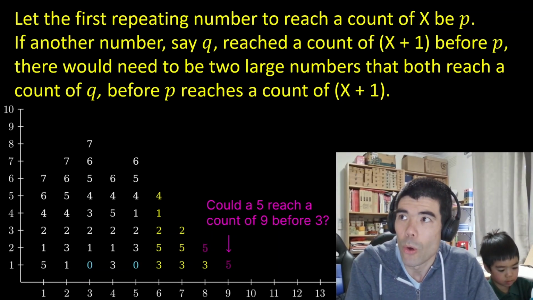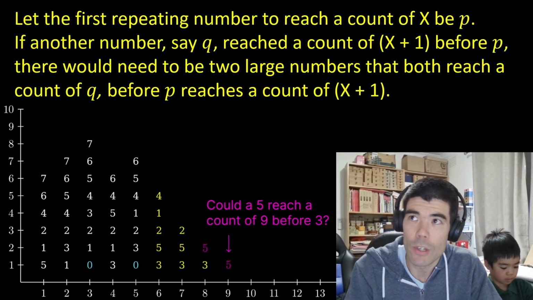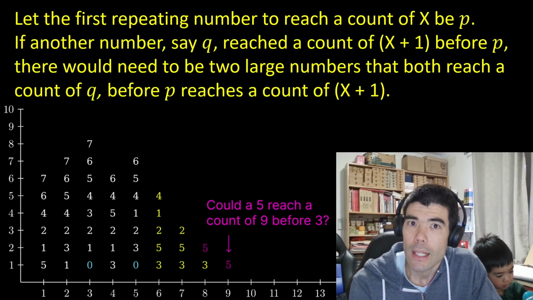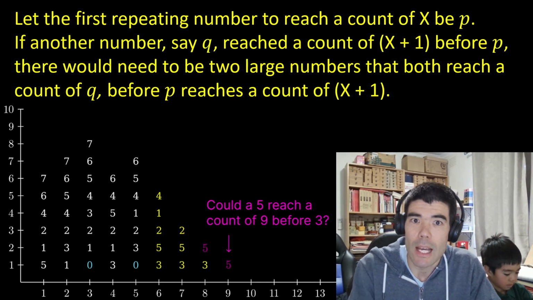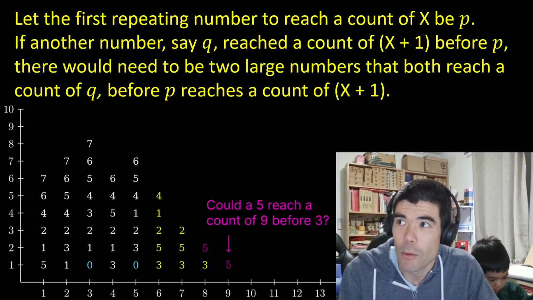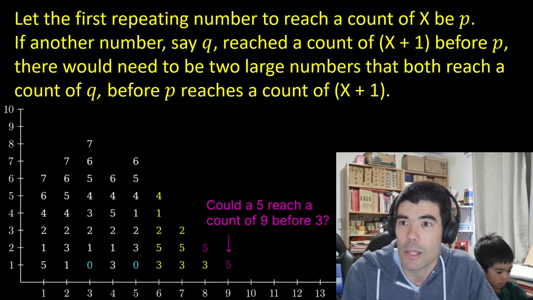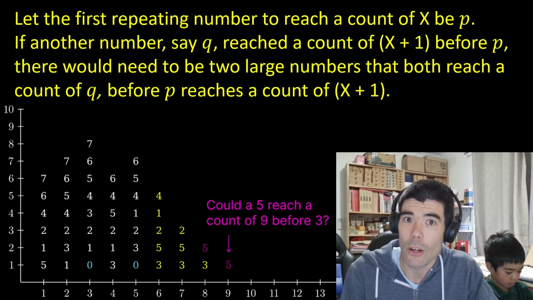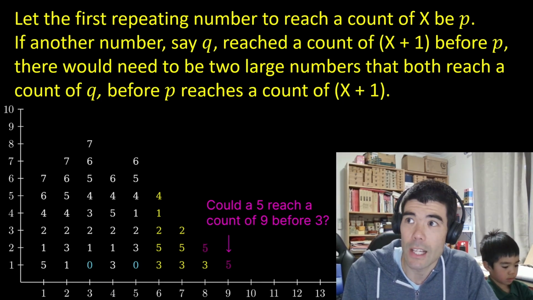So if there were another number, say q, that reached a count of x plus 1 before p did, it would turn out that there would need to be two large numbers that both reached a count of q before p reaches the count of x plus 1, because we're already far enough along the sequence that repeating numbers can only appear as counts of large numbers.